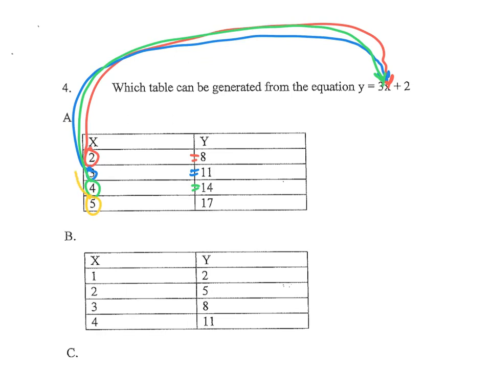So now I'm going to take 5, take it over here. I'm going to plug it in for x. 5 times 3 is 15, plus 2 more is 17. We already found our answer.